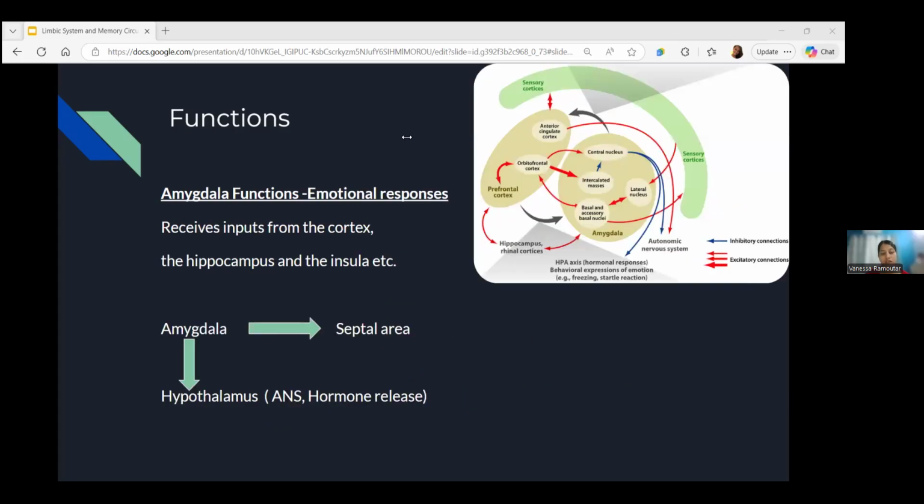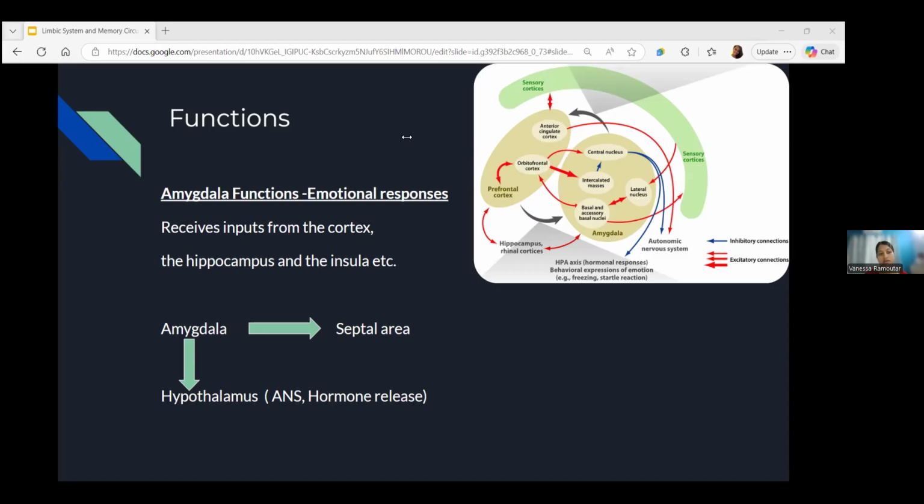The next function includes emotion or emotional responses. The amygdala receives inputs from the cortex, the temporal lobe, and the insula. These inputs may be an experience, a smell, a taste, or a visceral sensation. The amygdala will receive these inputs in order to process them to form emotional responses. The inputs are sent to the septal area and the hypothalamus. Both of these signals are carried via the stria terminalis and the amygdalofugal pathway. The pathways to the septal area are important to determine whether a stimulus is rewarding or aversive. This is important for learned behavioral processes.